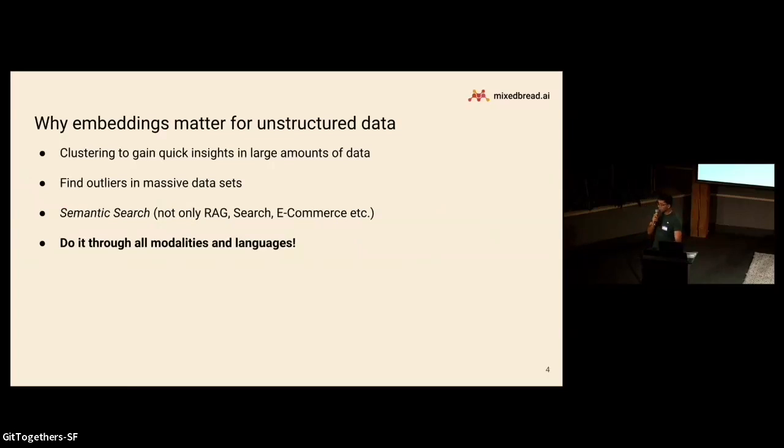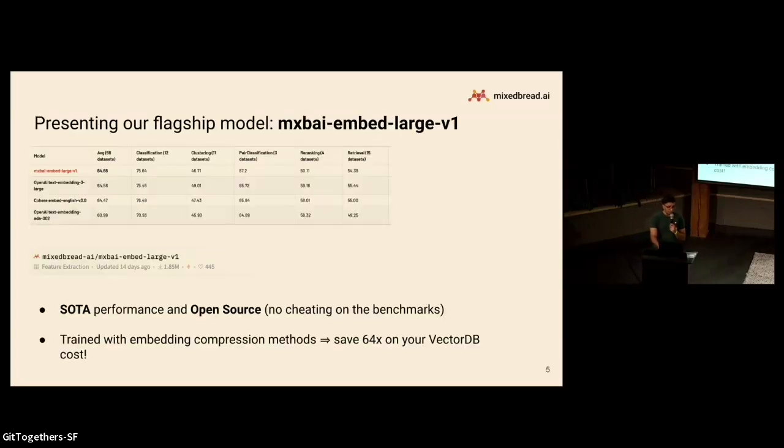Before we jump in, I want to quickly outline why embeddings matter, especially for unstructured data, especially a massive amount of it. Think of logs or internal documentation and so on. Embeddings give us the possibility to encode information into a mathematical representation and operate on top of it, which helps you cluster information to gain quick insights into large amounts of data, find outliers in massive datasets, and also do search over it. And the cool thing is it's a mathematical representation, so the input data almost doesn't matter. It can be video, audio, text, and so on, and all languages as well.